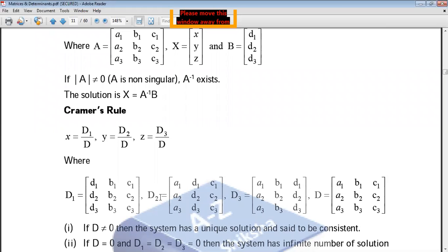So similarly, how can you get D2? Again, in the matrix D, you just replace the second column, that is B1, B2, B3, by d1, d2, d3. The other two columns are the same. And similarly, in the third matrix, that is D3, from the matrix capital D you just replace the column C1, C2, C3 by d1, d2, d3. In this way, you will have the matrices D, D1, D2 and D3. We have to find their values.